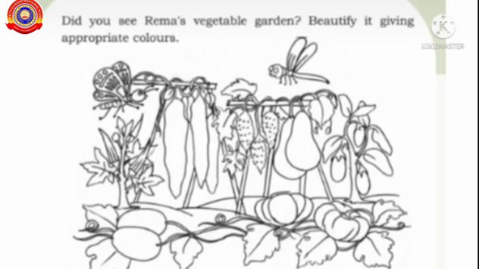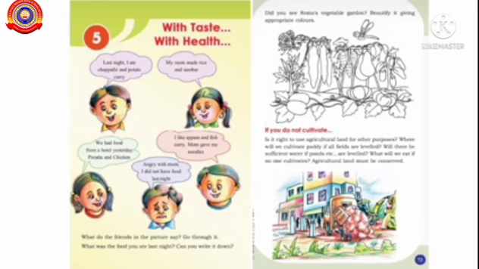Okay, dears, so let's do this activity. In your textbook, we can see a vegetable garden. You have to give appropriate colors to this vegetable garden. Okay? So, my dear children, we finished our 5th chapter with taste, with health.